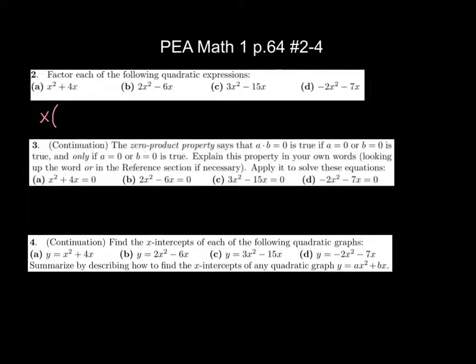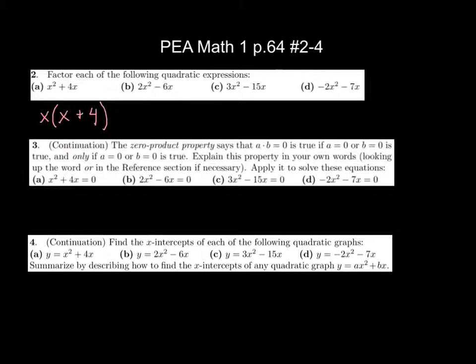And what we would have left, if we divide x squared by x, is an x left over. And if you divide a positive 4x by x, you'd have a plus 4 left over. And that's all we're doing with the factoring. Notice if we multiply back out, x times x is x squared, x times 4 is plus 4x.